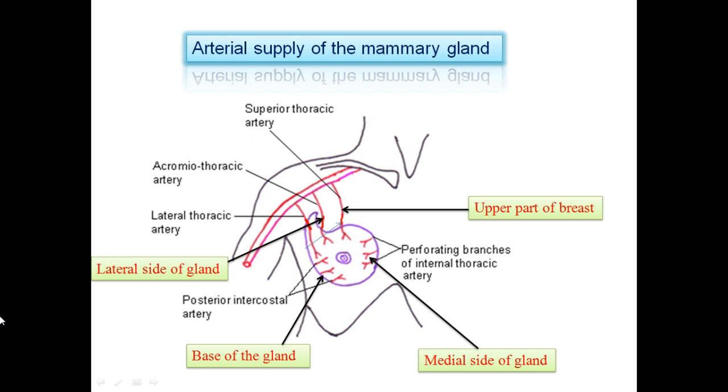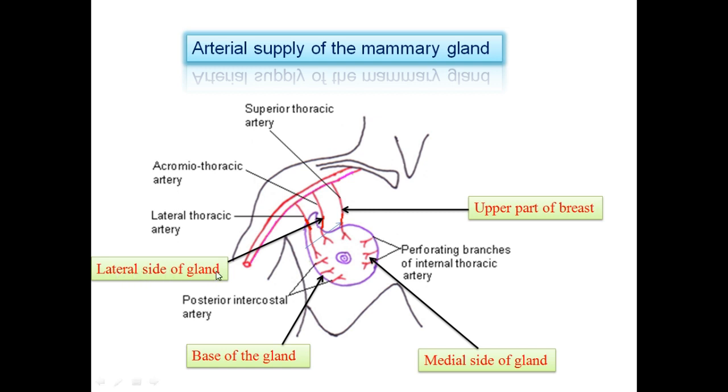Artery supply of the mammary gland, and here are the different arteries that supply the whole gland. We can see the upper part of the breast is supplied by the superior thoracic artery, a branch of the first part of the axillary artery. The medial side of the gland is supplied by the perforating branches of the anterior intercostal arteries. These are branches of the internal thoracic artery.